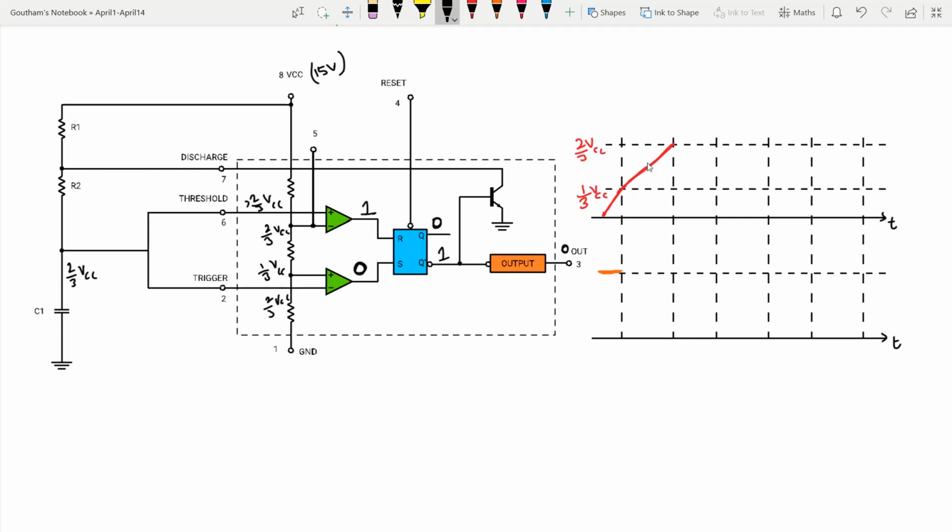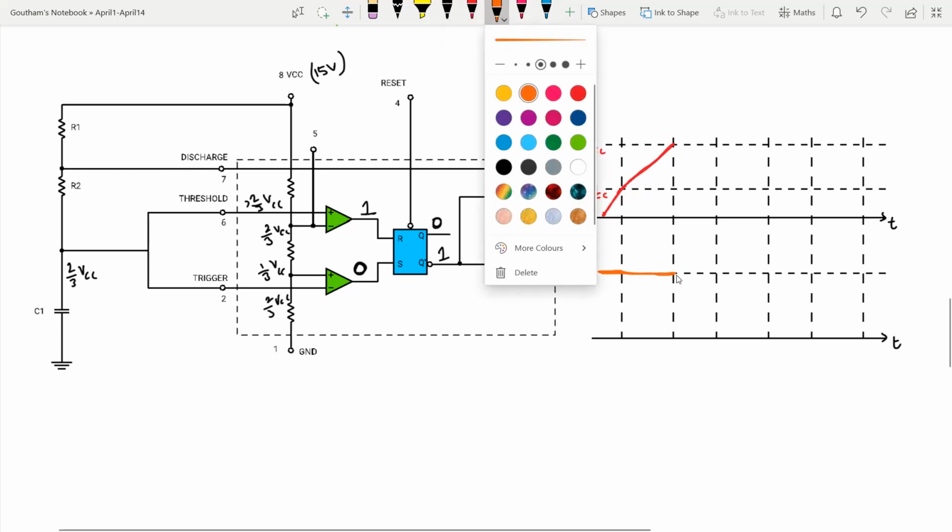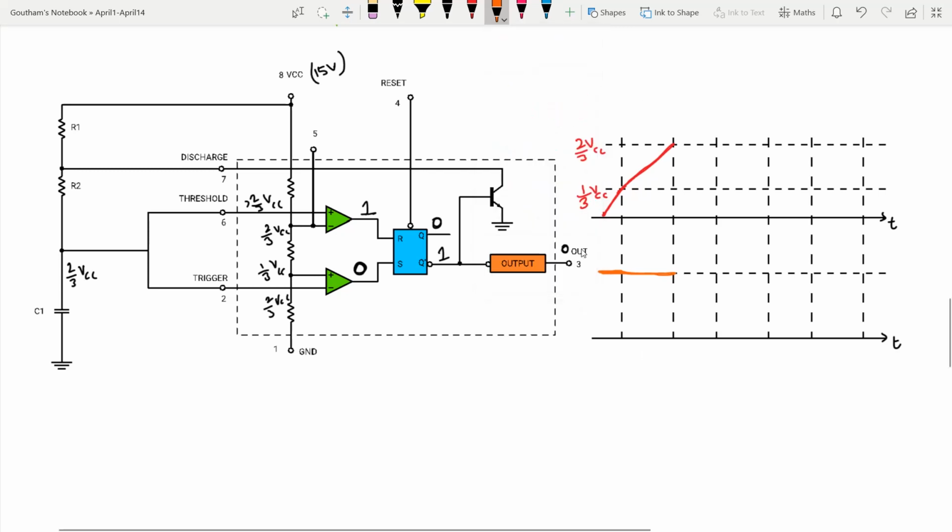Okay, so till the capacitor acquires 2/3 VCC, your output was high. But once the capacitor acquires 2/3 VCC, what is happening? Once it is acquiring 2/3 VCC, your output is now 0, like you have seen over here, the output goes back to 0, okay, right.